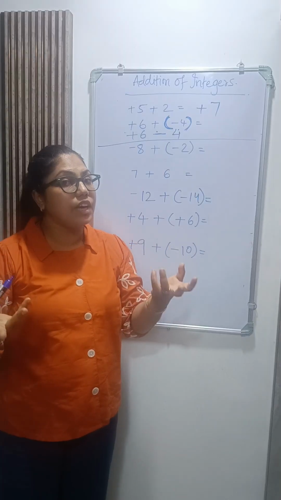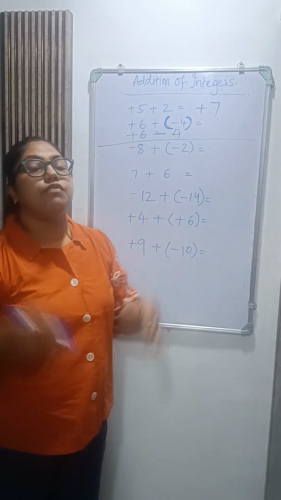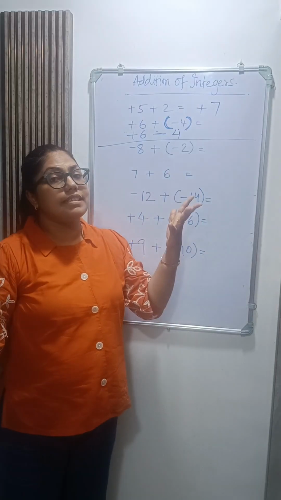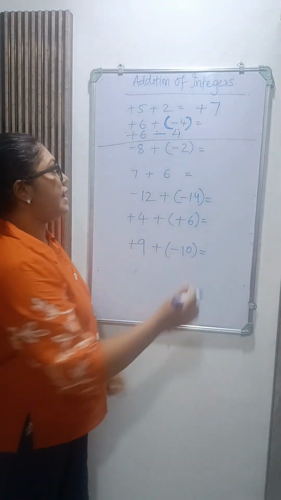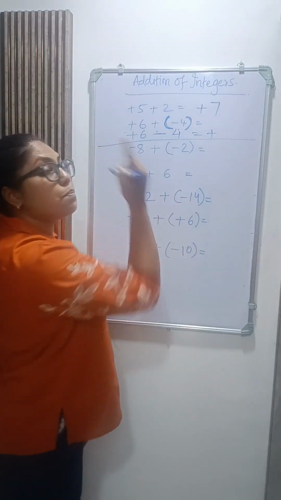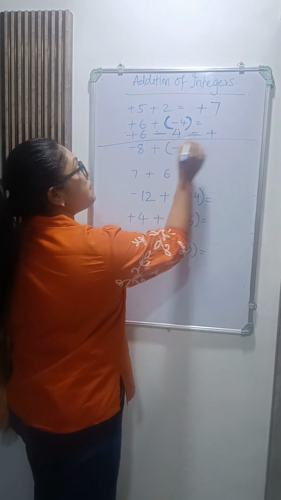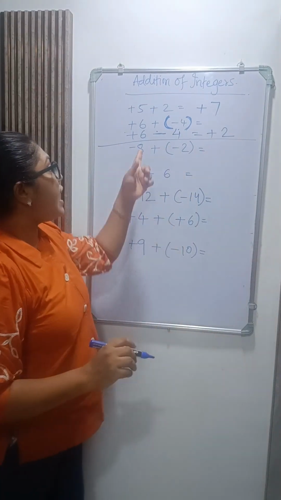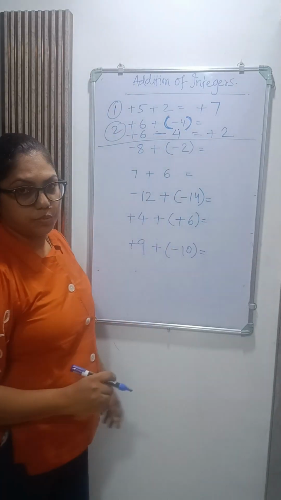But which sign are we going to take? Sign of the greater number. Here 6 and 4. Which number is greater? 6. So which sign is 6 having? Plus it has. So I'm going to put plus in the answer. But because both are having different signs, we are going to subtract. So 6 minus 4 is 2. So the answer for this one is plus 2.